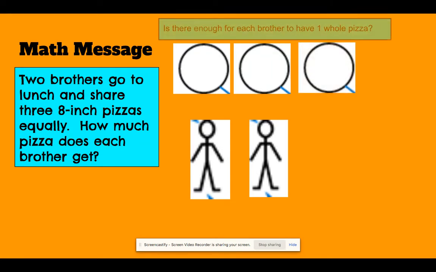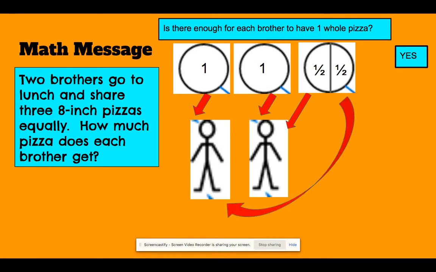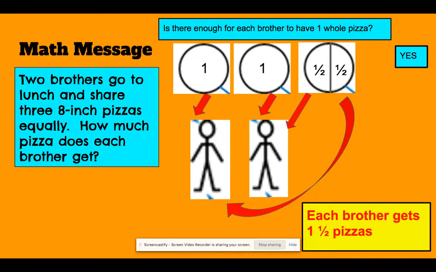Here we go. So first question, is there enough for each brother to have a whole pizza? Well, absolutely. So we're going to go yes. So here's one pizza. We're going to give it to that brother. Here's the other pizza. We're going to give it to this brother. Then we're going to take this pizza here, the third pizza. We're going to cut it in half. So 1/2 and 1/2. We're going to give that brother a half a pizza, and we're going to give that brother the other half of the pizza. That means each brother gets one whole and a half pizza.